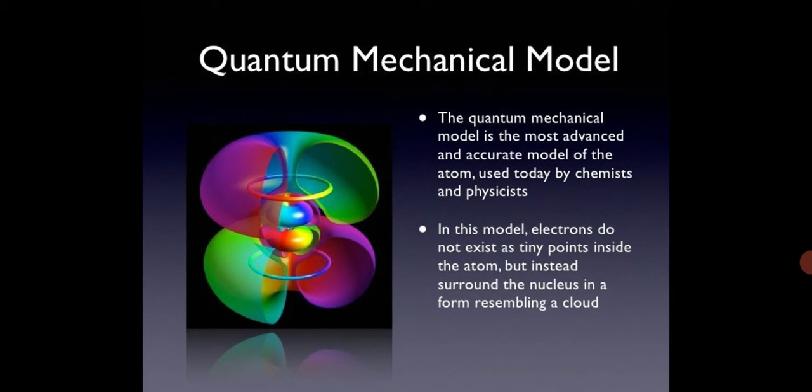So the quantum mechanical model is the most advanced and accurate model of the atom. It is used today by chemists and physicists. In this model, electrons do not exist as tiny points inside the atom, but instead surround the nucleus in a form resembling a cloud.